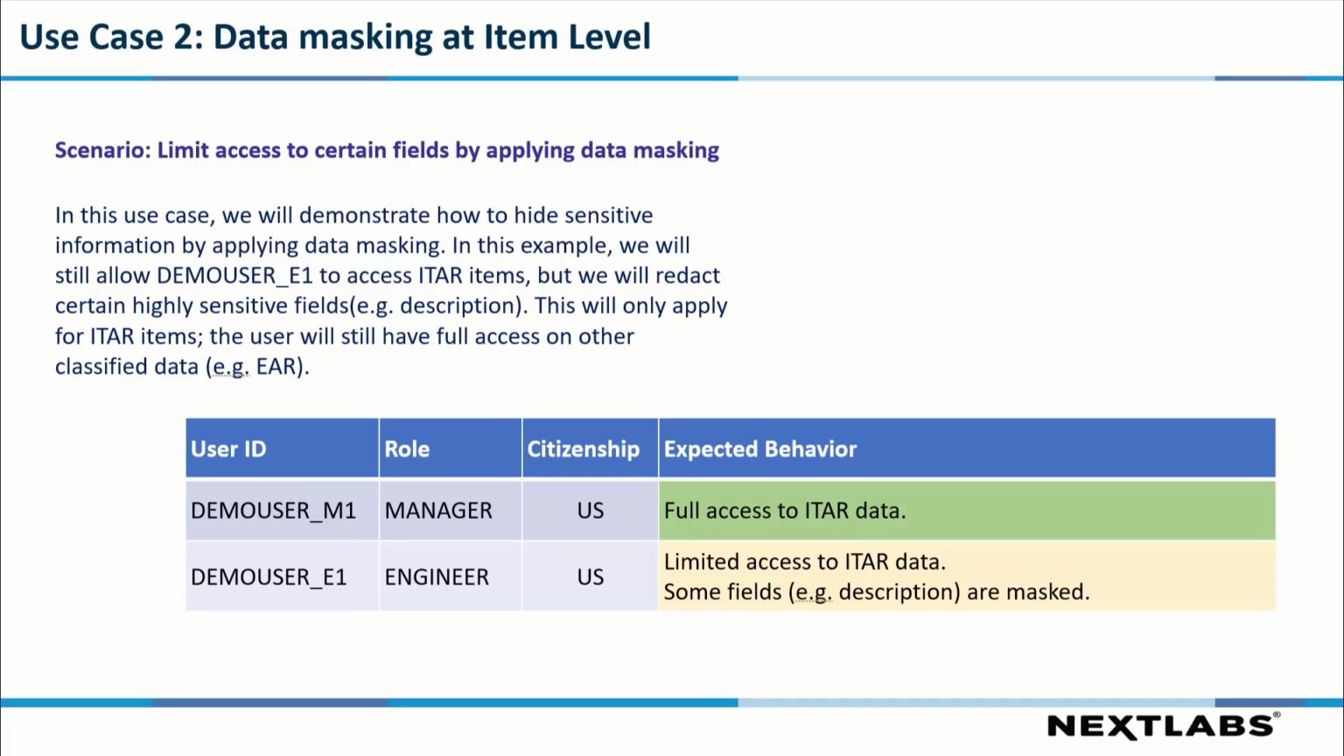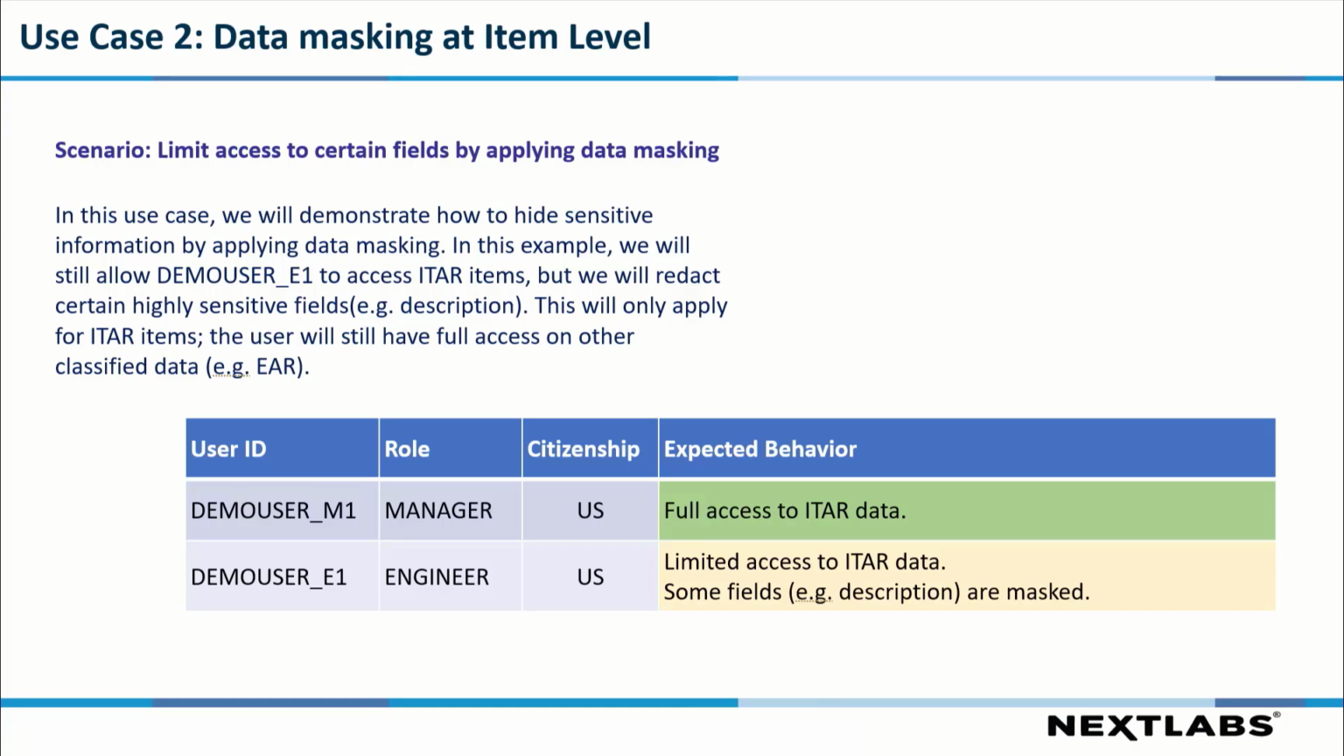For our second use case, we want to limit access to certain fields by applying data masking. In this use case, we will demonstrate how to hide sensitive information by applying data masking. In this example, we will still allow demo user E1 to access ITAR items, but we will redact certain highly sensitive fields, like in our case, description. This will only apply for ITAR items. The user will still have full access on other classified data like EAR.